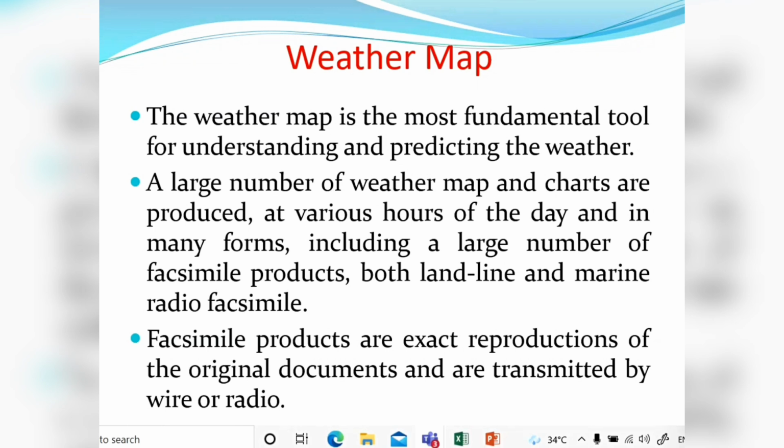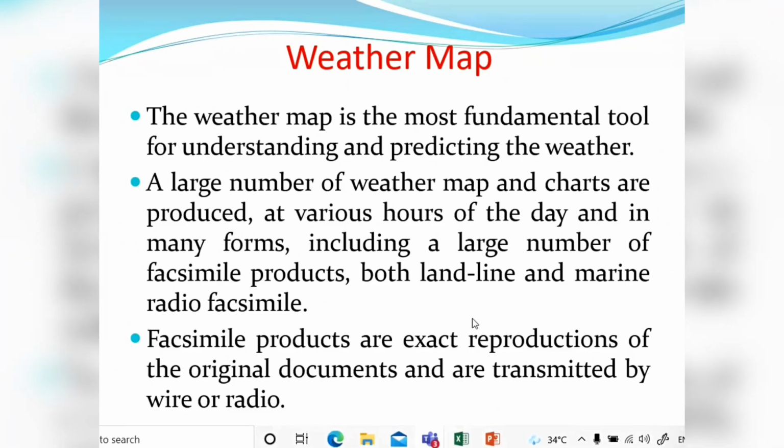I don't know how many of you have used a facsimile on the ships. That's also a very good thing. Instead of writing, they just give you the entire pattern of high and low pressure. I have now studied what high pressure and low pressure are, and what weather goes with them. So for me it's very easy to understand. Facsimile products are exact reproductions of the original documents and are transmitted by radio.